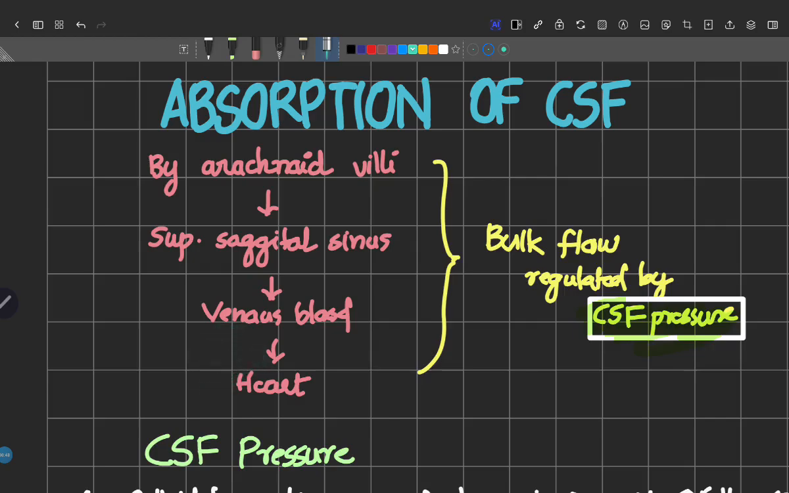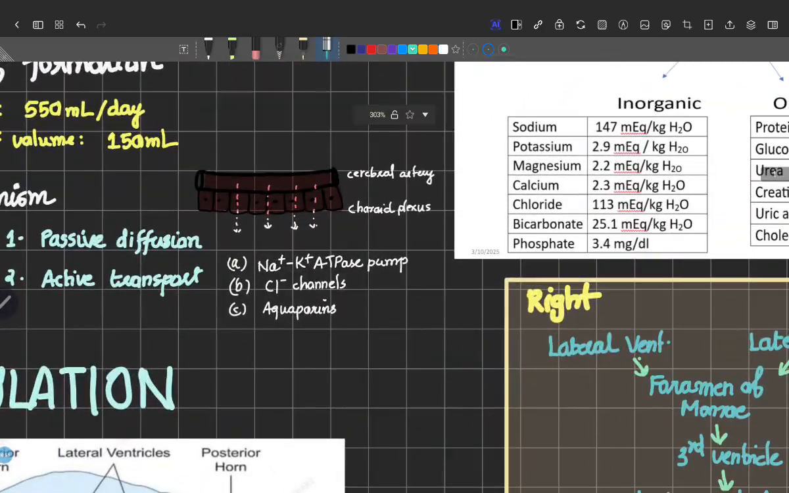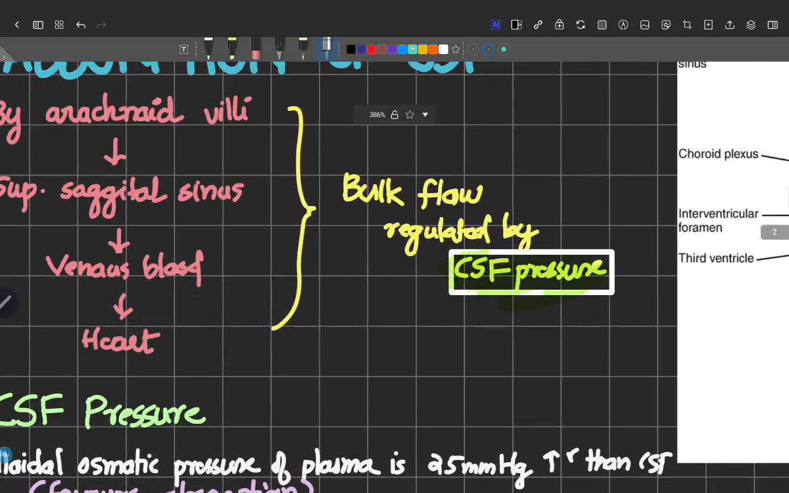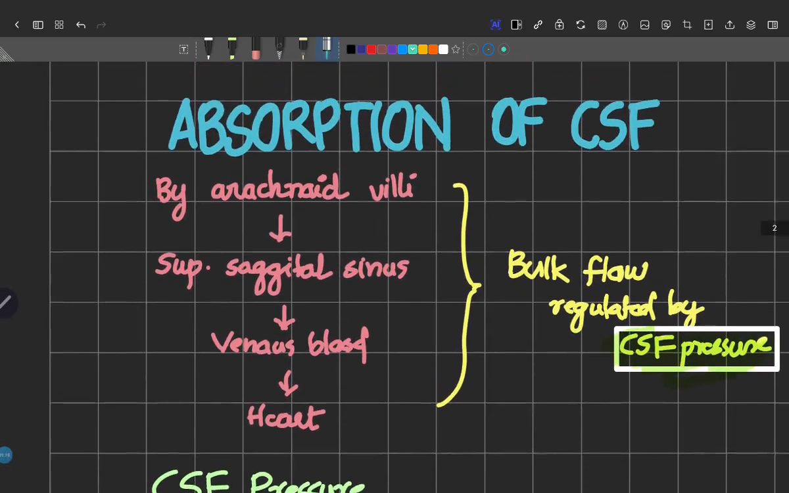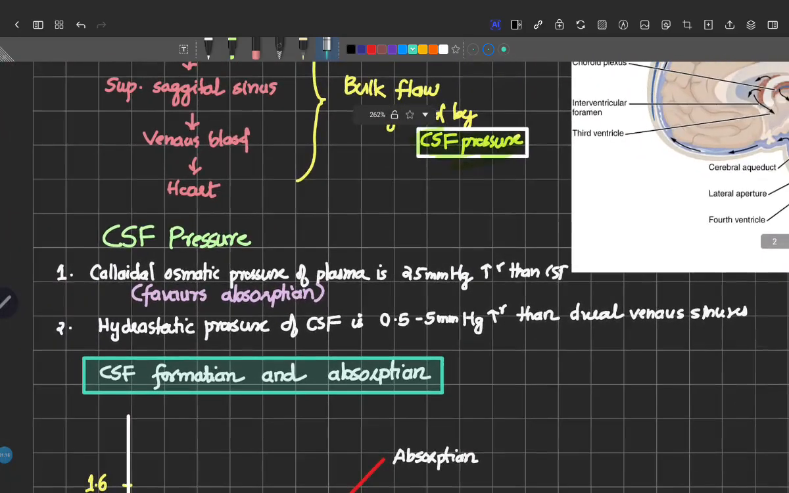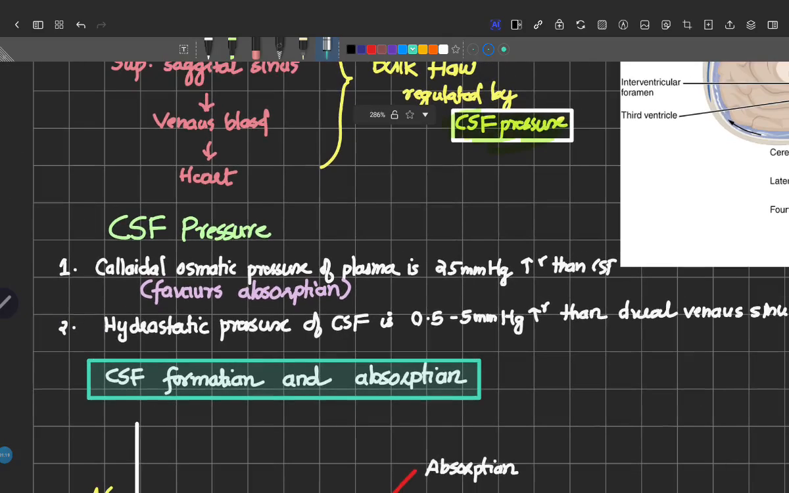So this flow, where the CSF, which was first extracted from the blood in cerebral arteries, is passed back into venous blood to the heart, is referred to as bulk flow, which is regulated by CSF pressure. The regulation of bulk flow by CSF pressure is important while talking about absorption of CSF. Let's look into it. Here, Starling's hypothesis plays a role, so be careful when I talk about this.